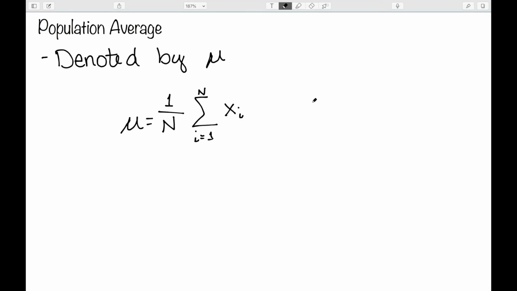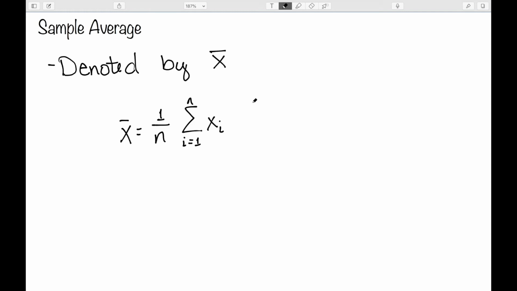To start with, I'm going to look at the population average. This is denoted by the letter mu. And we have that mu is equal to 1 over capital N of the summation from i equal to 1 to capital N of xi. What this tells me is that I need to add up all of my data values and then divide by the number of things I have. So exactly what people know the average to be. And this can also be called the mean or the expected value.